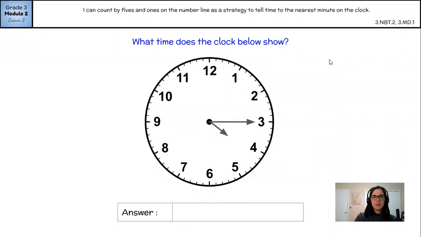Okay, what time does the clock below show? So let's see. The hour hand is after the 4, between the 4 and the 5, closer to the 4. The minute hand, let's see, o'clock, 5, 10, 15. So that tells me that this clock says 4:15.